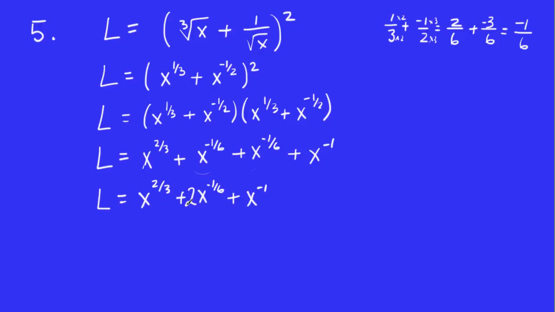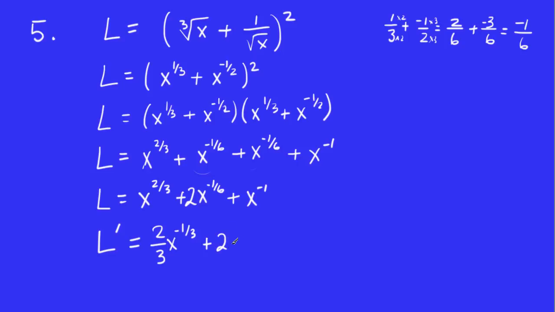Now we're ready to go. Let's do the derivative. All the brackets are gone. And it's a sum, so we just do the derivative term by term. That's what the sum rule tells us, right? So power rule, bring the exponent to the front as a coefficient. Subtract 1 from the old power to get the new power. 2/3 minus 1 is negative 1/3.